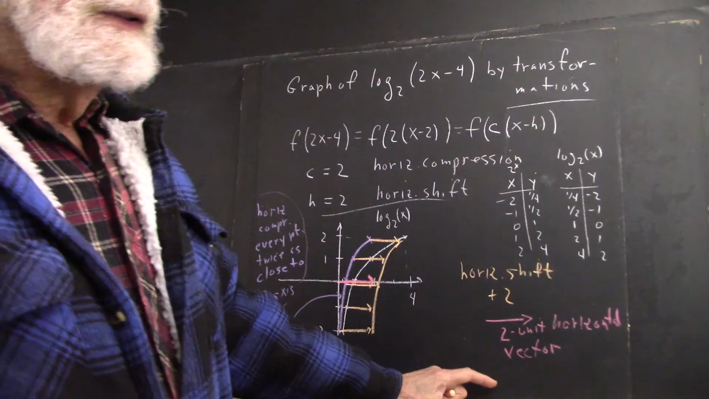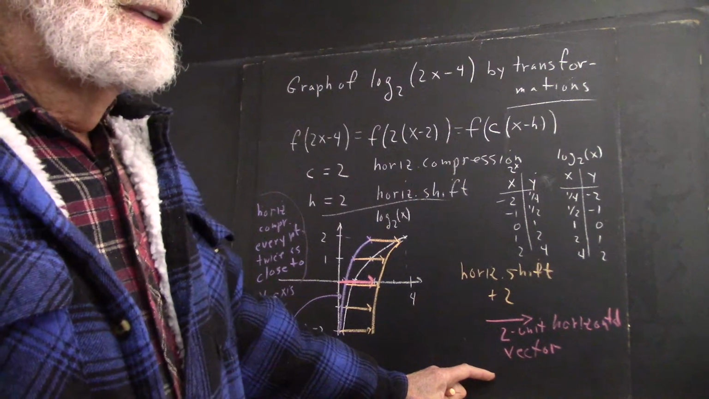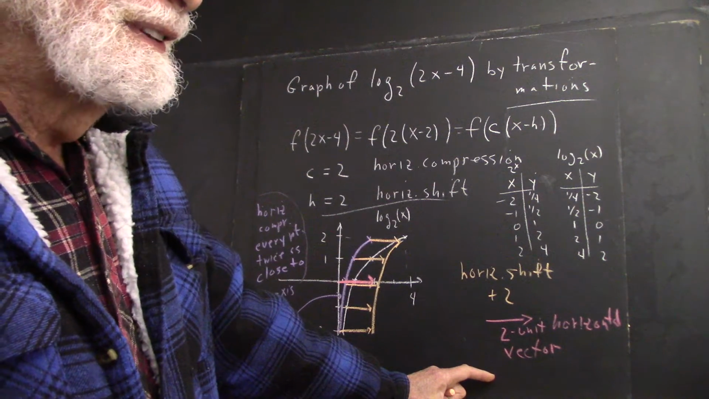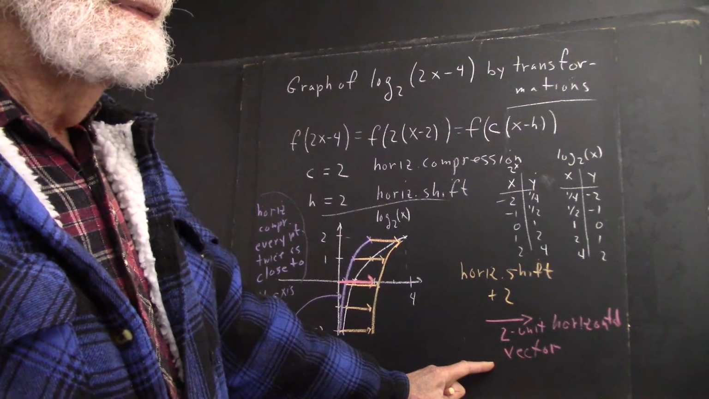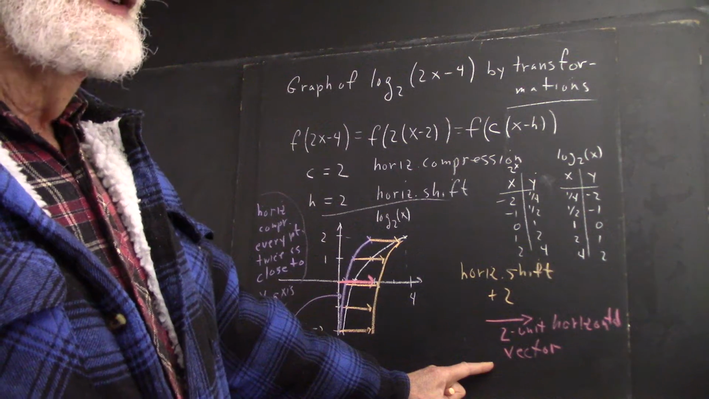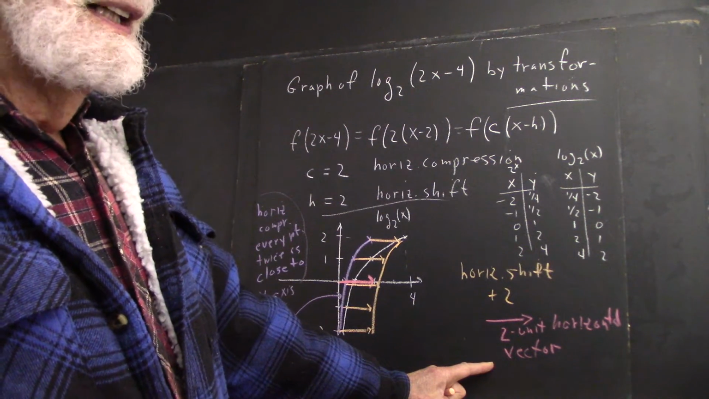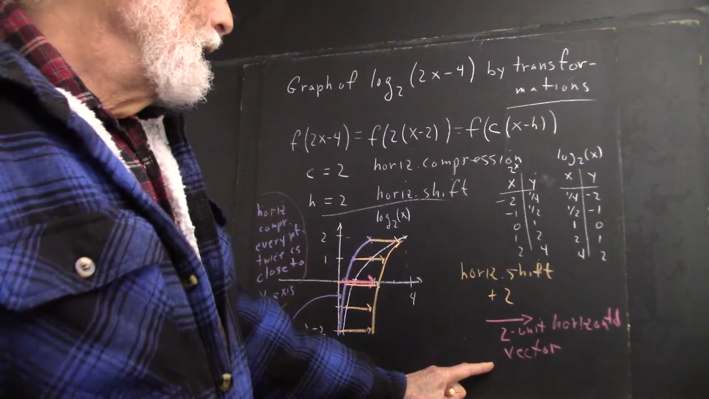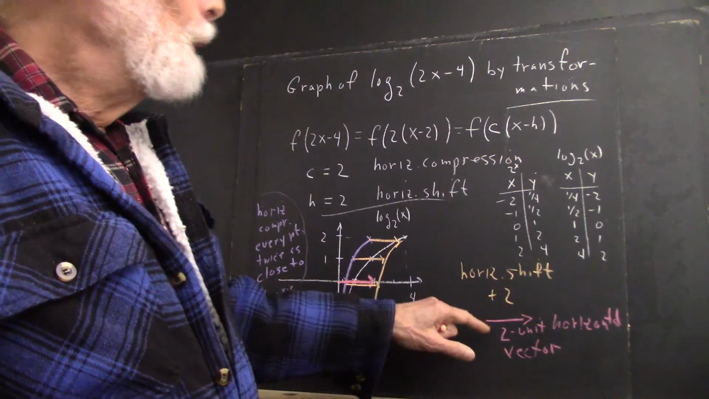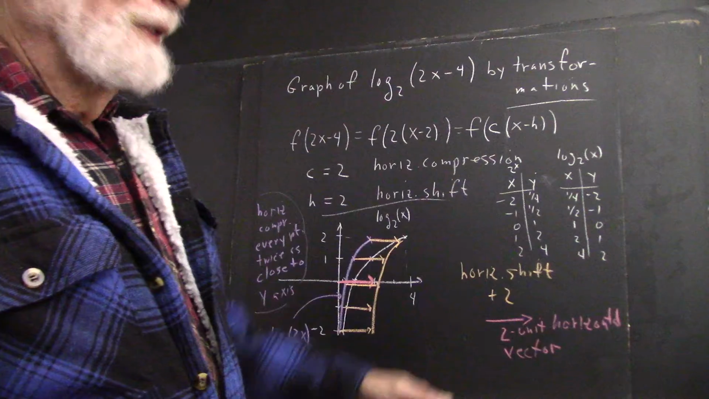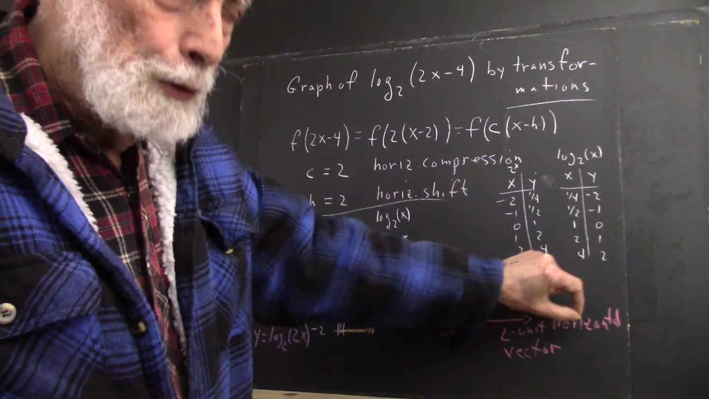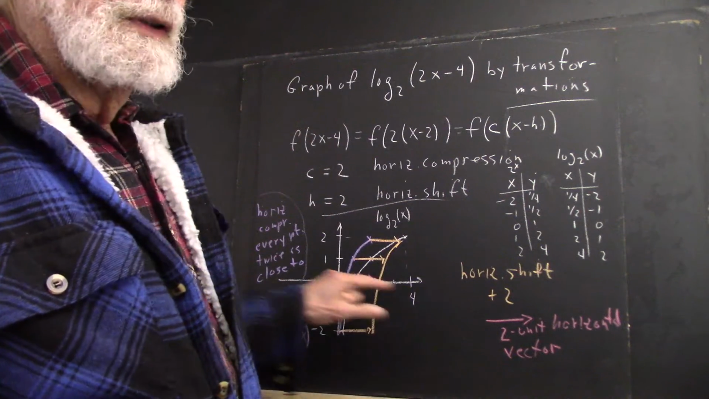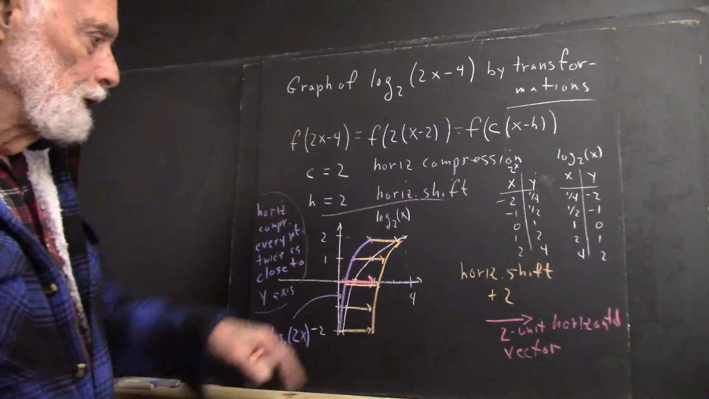Now, the word vector, as my linear algebra students or my multivariable calculus students from last semester will tell you, has all kinds of profound connotations in mathematics. We're not going to worry about those connotations. Just the basic idea of a vector is it's something that moves something. So this arrow just indicates movement by 2 units in the horizontal direction. And it should be obvious how that corresponds and how that was used up here.